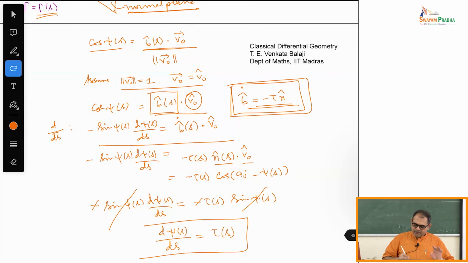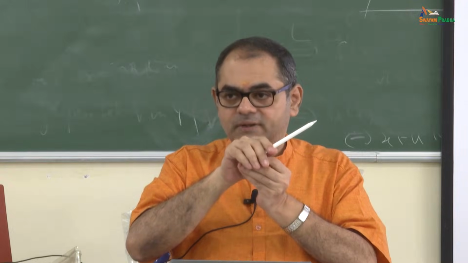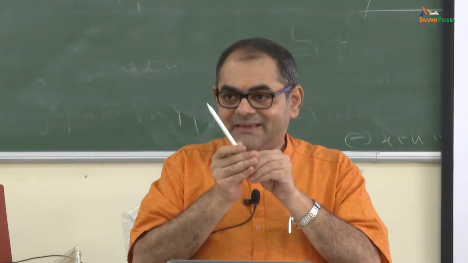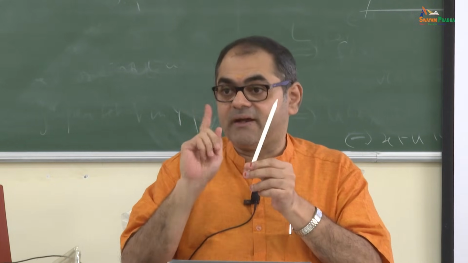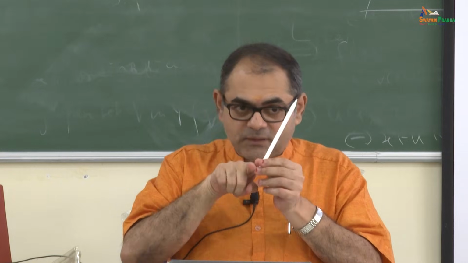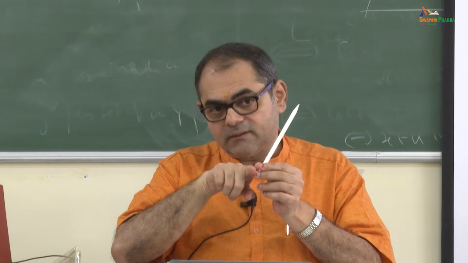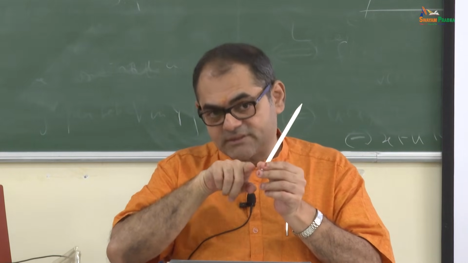So you see, you have to be very careful with the sense in which you are measuring the angle. It's very clear on the normal plane: the angle from the fixed vector v naught, which you have taken as a unit vector, should be measured in the anticlockwise sense with respect to the normal going out, from the binormal plane, going out as a tangent direction.